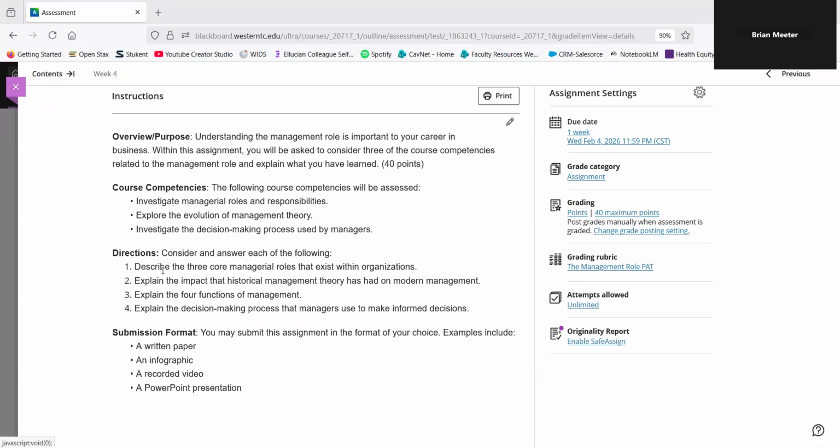In the end, this course is meant to cover different key assessments. This is one of them. And if you look at the course competencies, we're trying to make sure that you understand the managerial roles and responsibilities. You need to understand how the evolution of management has happened over time, and with this specific assignment, looking at the decision-making process and how that's used by managers. So we've covered all those things up through the first 4 weeks of class, and this is the first major assessment. There'll be a similar one in the last week.